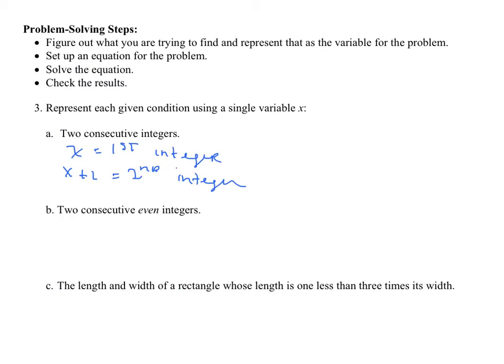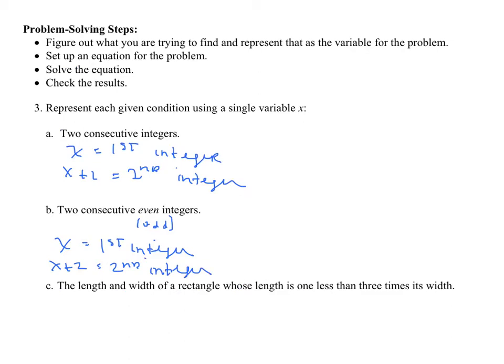2 consecutive even integers. Well, if I'm starting with the number 4, the next even integer would be 6, 2 more than it. And it's the same setup with odd, because even and odd integers are 2 apart. So I would set it up as x is the first, and x plus 2 is the second. Okay.